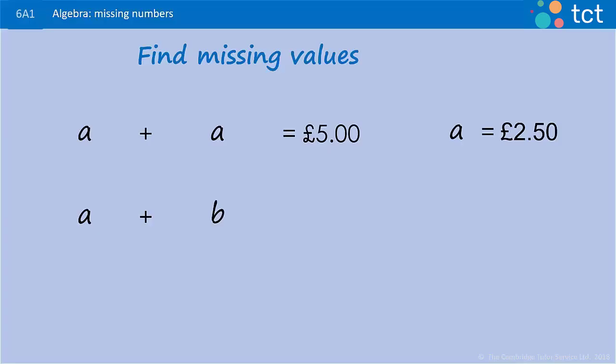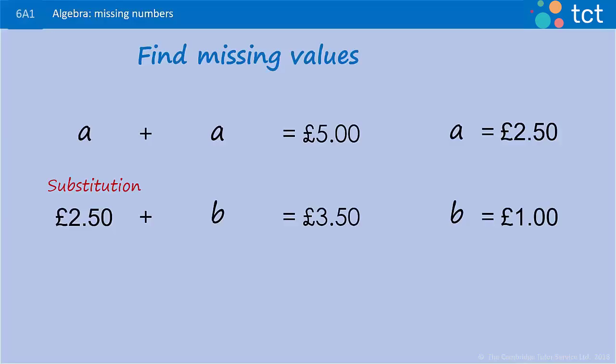Now I know that A is £2.50 and I'm adding on whatever B is, and it comes to £3.50. What is B worth? I'm going to substitute that £2.50 here instead of the A. £2.50 add B is £3.50. Using the inverse operation, £3.50 take away £2.50 will tell me what B equals. So B equals £1.